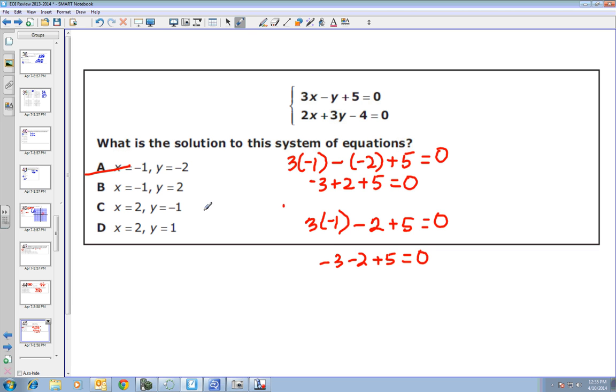Okay. Now, it worked for the first one. Now let's try the second one. 2 times x, which was negative 1, plus 3 times y, which is 2, minus 4, supposed to equal 0. Negative 2 plus 6 minus 4 equals 0. Is that true? Yep. So my answer is B.